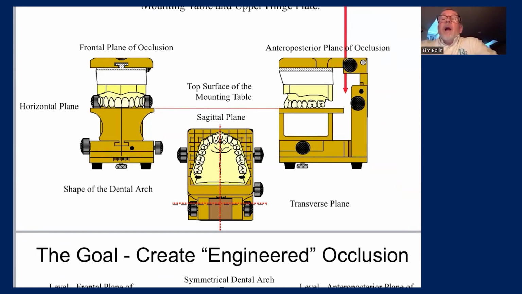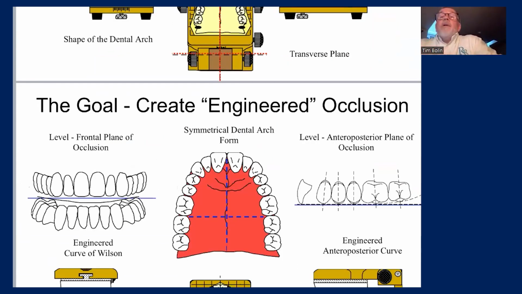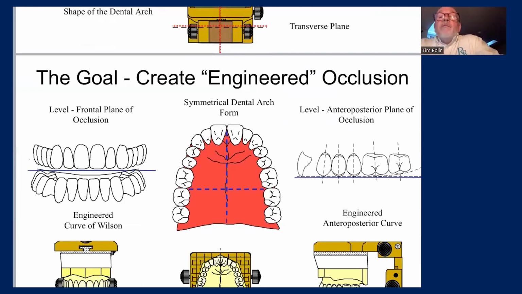As a technician, our goal is to create engineered occlusion. If it can be measured, it can be replicated. This gives us the ability with the Aculiner to level out the frontal plane of occlusion, have a symmetrical arch shape, and create a mathematically correct anterior posterior plane of occlusion.